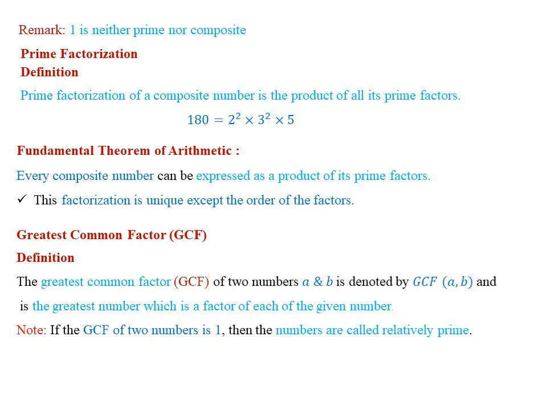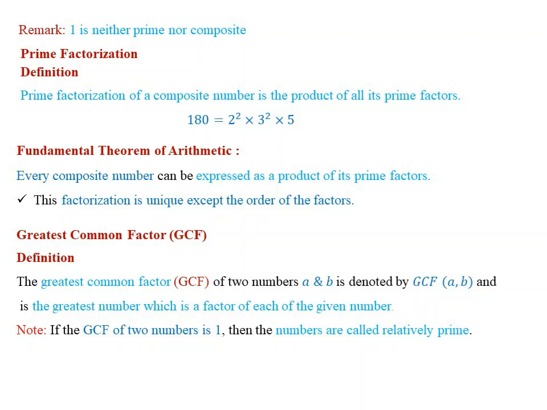Therefore 180, a composite number, is expressed as a product of prime numbers. The prime factorization of a composite number is the product of all its prime factors. This is called the fundamental theorem of arithmetic: every composite number can be expressed as a product of its prime factors, and this factorization is unique except for the order of the factors.